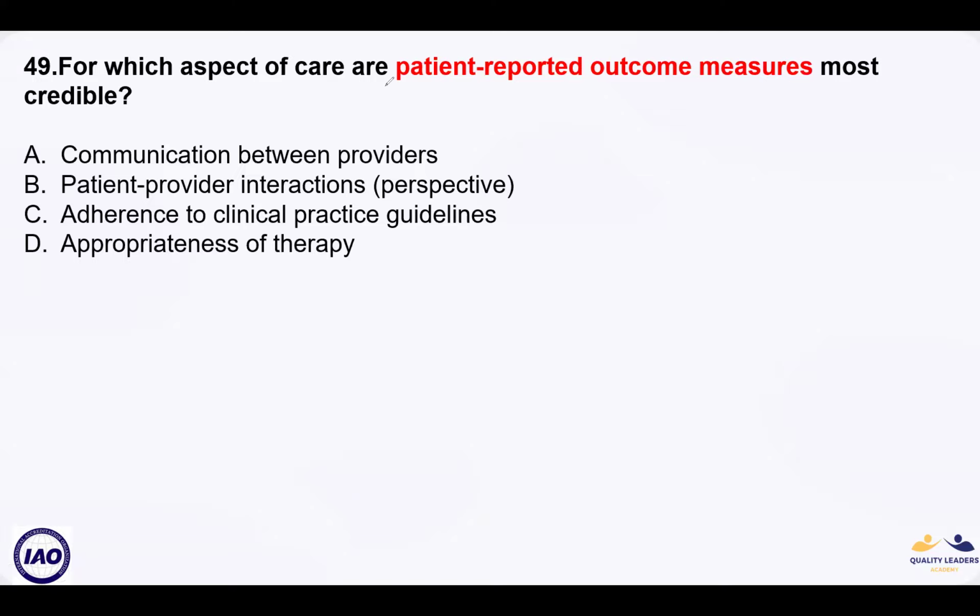Okay, he's asking which aspect of care are patient reported outcome measures most credible? Is it communication between providers? No, because this is a communication between two providers. The patient can't report this particular thing. Is it patient provider interaction? Yes. Is it adherence to clinical practice guidelines? No, the patient can't see whether the clinical practice guidelines were adhered to or not. So this is not the appropriateness of therapy. He can't judge this. So the only valid logical answer is patient provider interactions, because that's from the patient's perspective only. So that's what he will report as well.